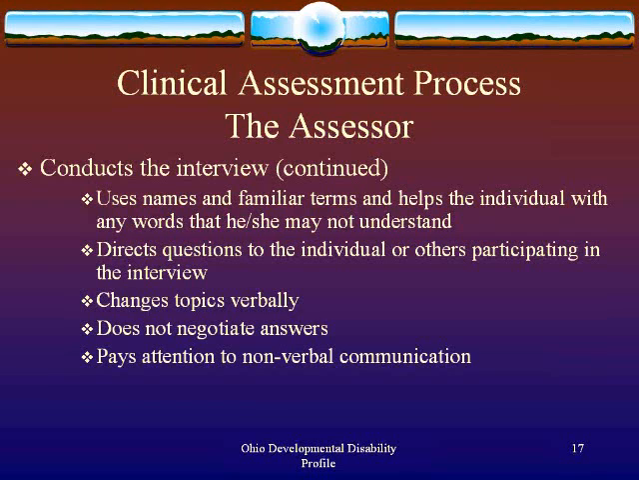Also, as an assessor, we expect you to pay attention to nonverbal communication as well as verbal communication. And hopefully, as most of you are SSAs or work in the field with the individuals, hopefully you are already aware of those types of nonverbal communications that you probably see or interact with the individuals with on a routine basis.